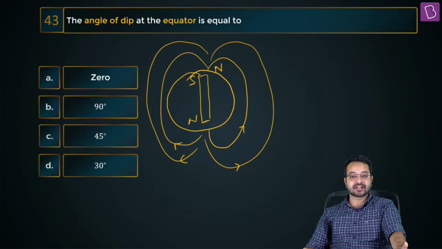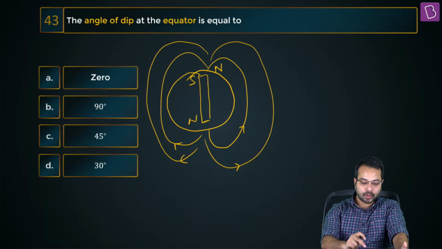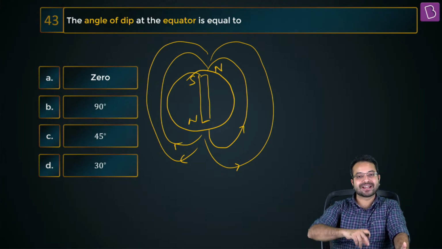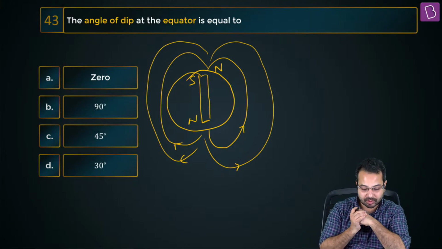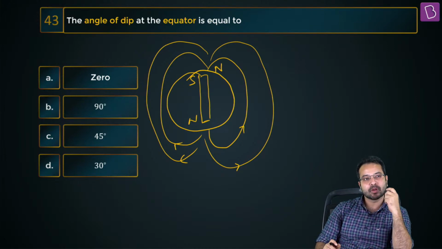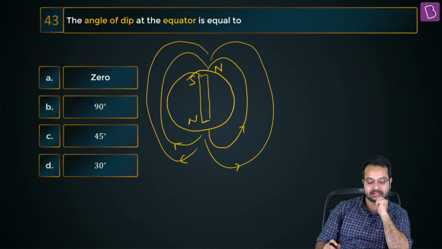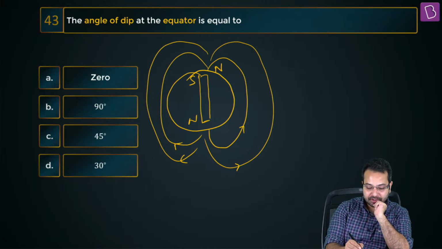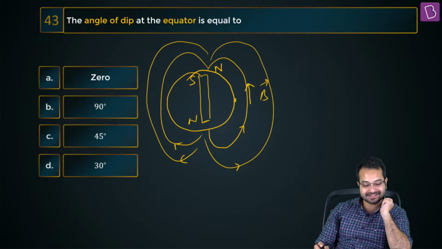If you have studied terrestrial magnetism, then we know that the magnetic field created by Earth is going to be like this. We can assume that a giant bar magnet is placed at the center. So when we are talking about the equator, here the magnetic field is going to be like this. Is that correct? And what is the angle of dip?